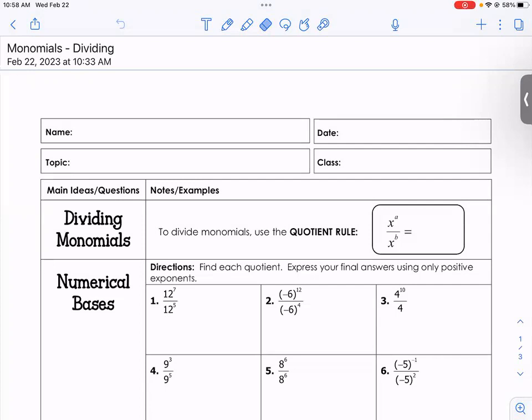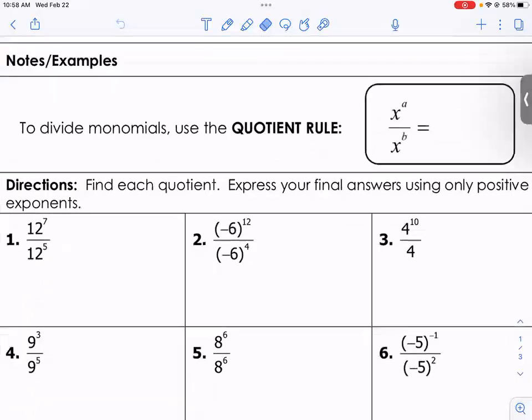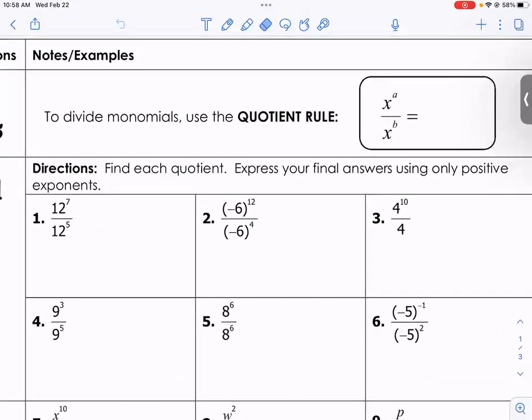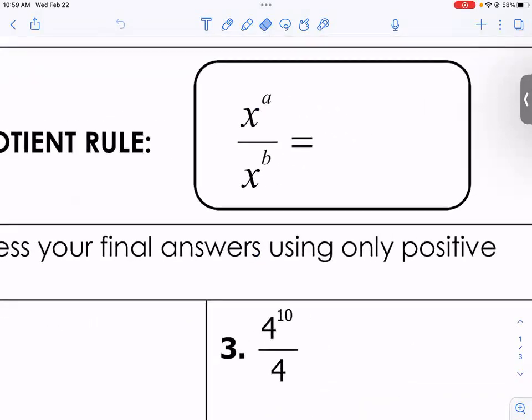Yesterday, when we multiplied, the base stayed the same and we added our exponents. Does anybody have an idea on what we're going to do when we divide and we have the same base? Yesterday, when we multiplied, we added our exponents. Anybody have a thought about what we're gonna do? And it just makes sense, doesn't it? Okay. We have the same base.